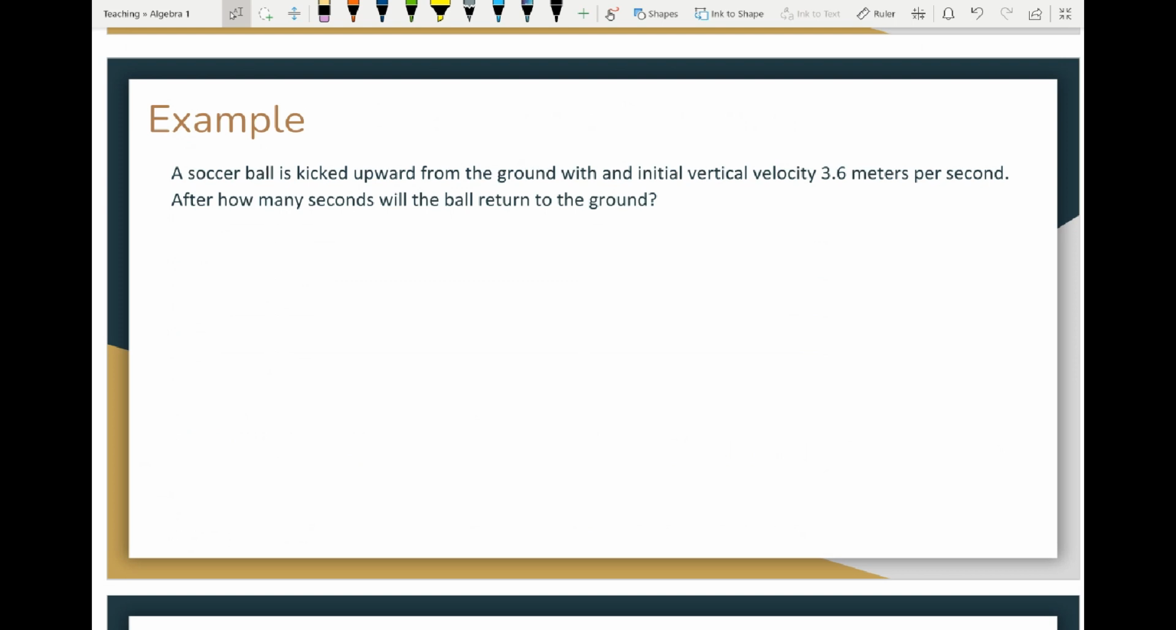So there's a couple things we want to take a look at here, right? In this first example, we realize it's starting at the ground. So S is going to be 0, okay? Initial vertical velocity of 3.6 meters per second. So that means V is 3.6. And we need to figure out that. And we're dealing with meters. Okay, so since we're dealing with meters, G is going to be the negative 4.9 here. Okay, meters per second. So let's plug all this into the function, right?